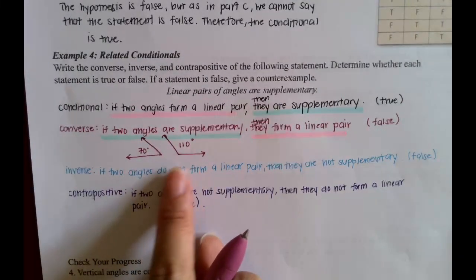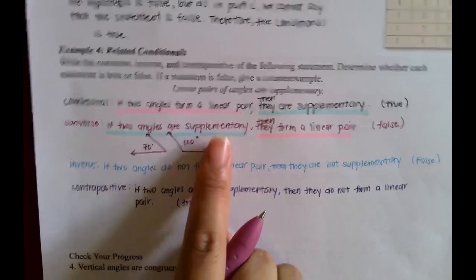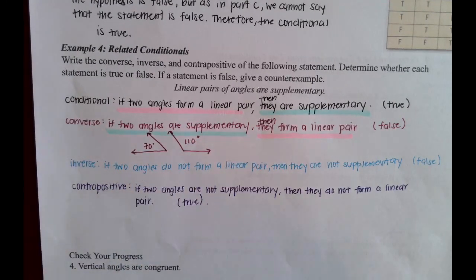And here is my counterexample. These two angles are supplementary, right? 70 plus 110, they add up to 180. However, they are not considered a linear pair. They don't form a linear pair. They're not even adjacent to each other.